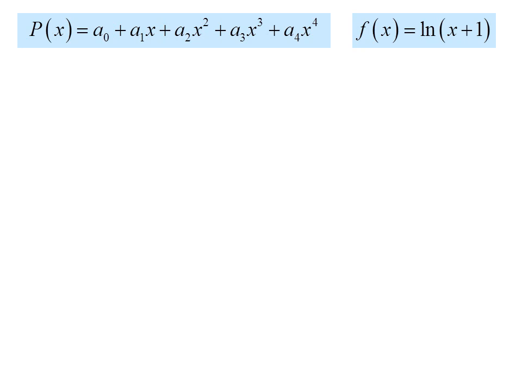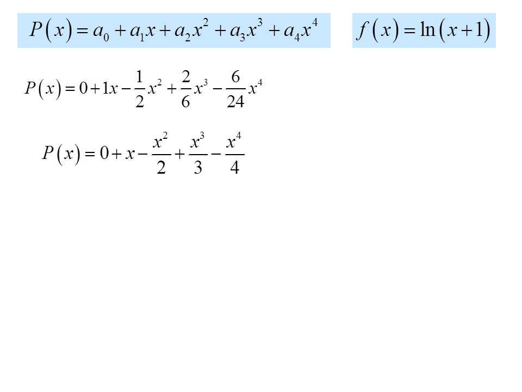So inserting our values for a, we find our approximation p of x equals 0 plus 1 times x minus 1/2 times x squared plus 2/6 times x cubed minus 6/24 times x to the fourth. Simplifying, we get p of x equals 0 plus x minus x squared over 2 plus x cubed over 3 minus x to the fourth over 4. And we notice a clear pattern there, so if we wanted to, we could extend this to more terms.